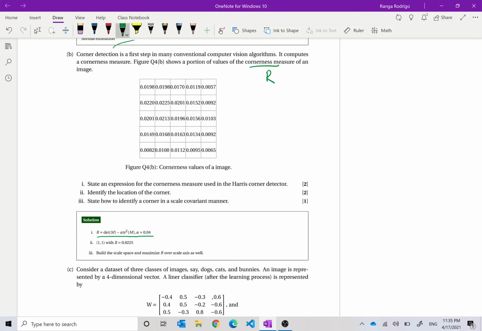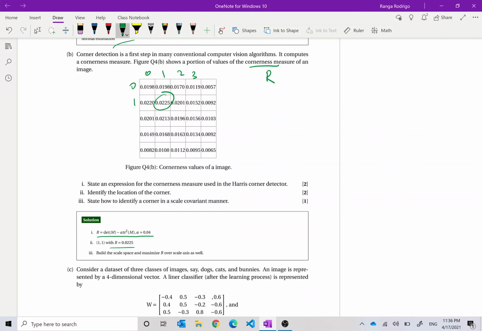State an expression for the cornerness measure used in the Harris corner detector. That's what we wrote. Identify the location of the corner. So we have to maximize R. So the highest R value is here. So this is 0, 1, 0, 1, 2, 3. So this is pixel number 1,1 with R equals 0.0225. That is the corner.